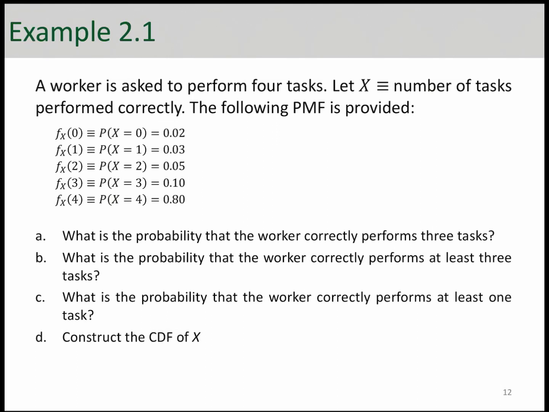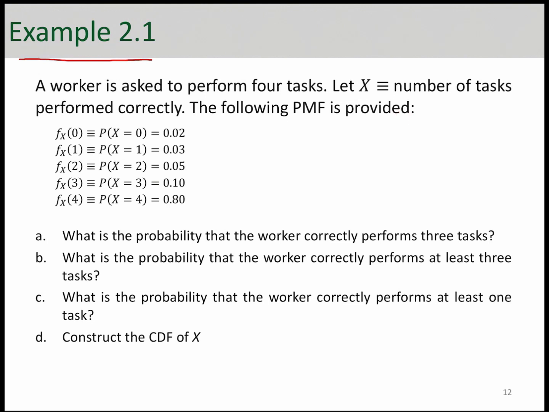So here we're looking at another example in the discrete random variable discussion. This one says a worker is asked to perform 4 tasks, and let X, and we're here defining a random variable, be the number of tasks performed correctly. The following PMF is provided.